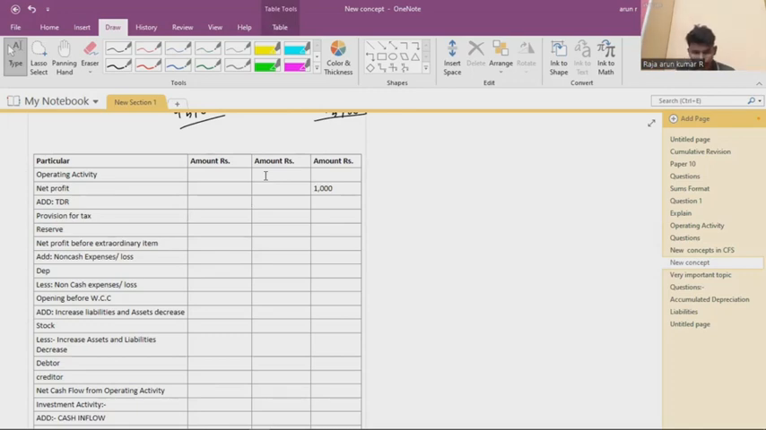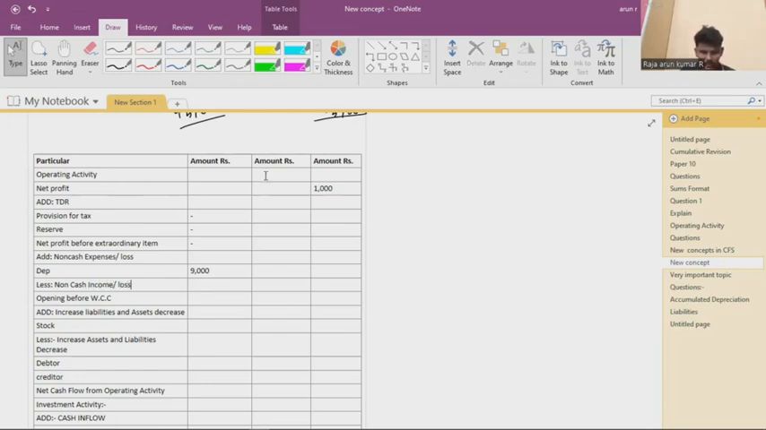Then add the TDR, tax, dividend and reserves. Is there a provision for taxation? No, there is no provision for taxation. No extra item is there, so we leave the box blank. Then we come to the non-cash expenses and losses. Yes, there is a depreciation. They give 9,000 rupees. Then depreciation 9,000.